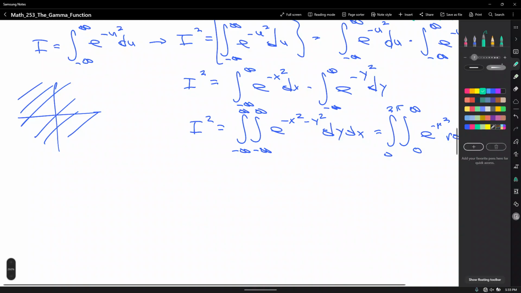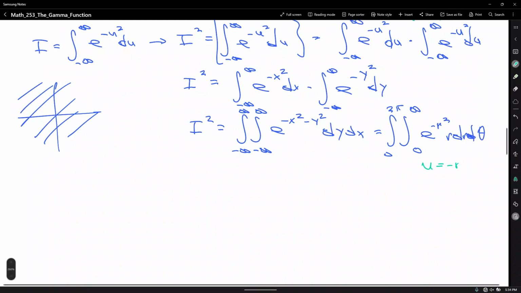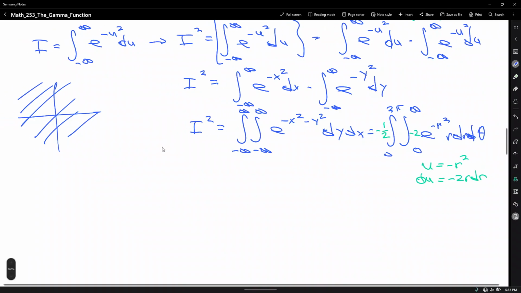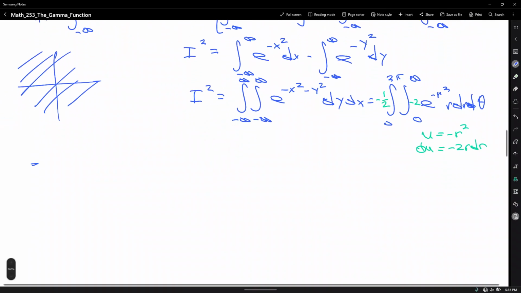So u equals negative r squared, du equals negative 2r dr. We wish we had a negative 2. Yes, we can make our wish come true. Multiply by negative a half on the outside of the integral, right? Integrating for a dream. So what is that equal to? This is I squared equal to negative 1/2 integral from 0 to 2 pi, all right? And what is this going to be? Oh, okay. So you might want to do the following, guys, because this is negative. Okay, let's integrate.